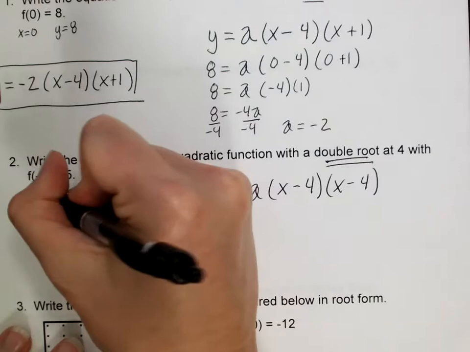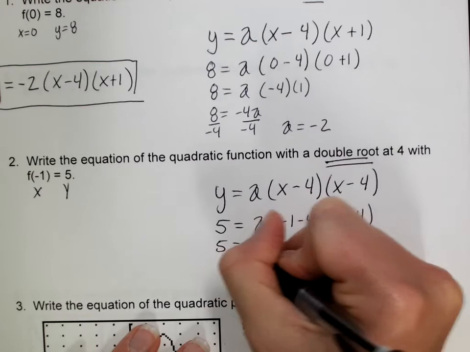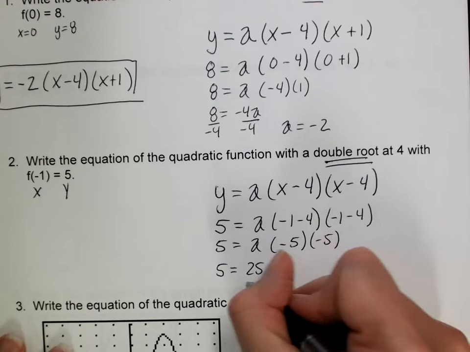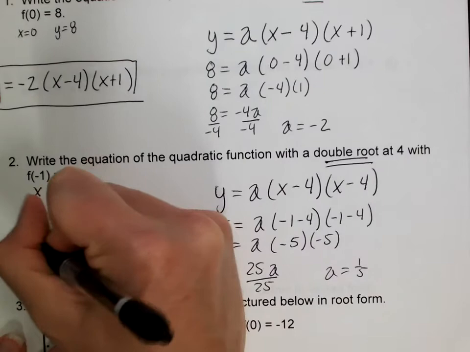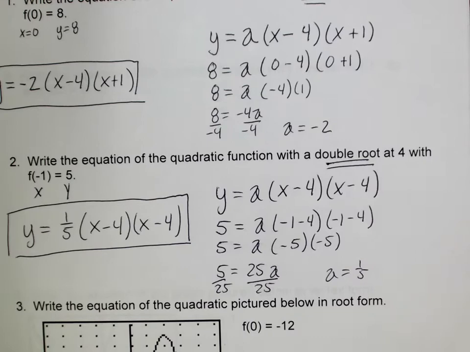Again, x is negative 1 when y is 5. Plug that in. 5 equals a times negative 1 minus 4 times negative 1 minus 4. That's 5 equals a times negative 5 times negative 5, or 5 equals 25a. How do I finish solving that? I'm going to divide by 25 and reduce: a is going to be 1/5. So your equation is y equals 1/5 of x minus 4 times x minus 4, or if you prefer, x minus 4 squared. To put it in standard form, I could FOIL this out and distribute the 1/5, but that would be ugly, so I wouldn't recommend it.